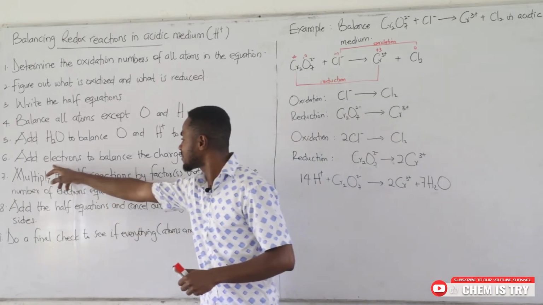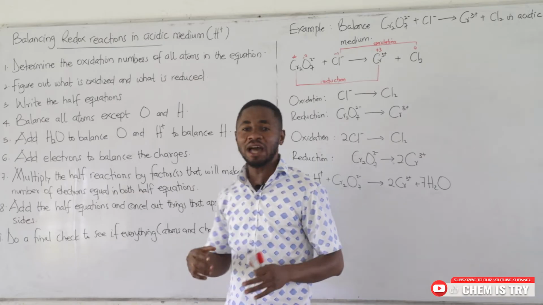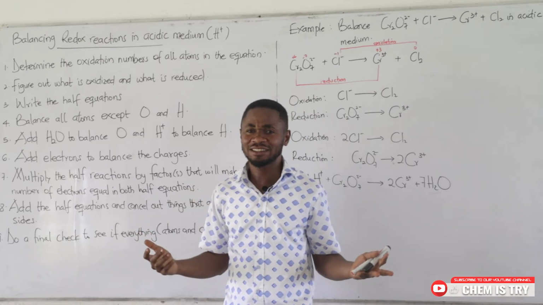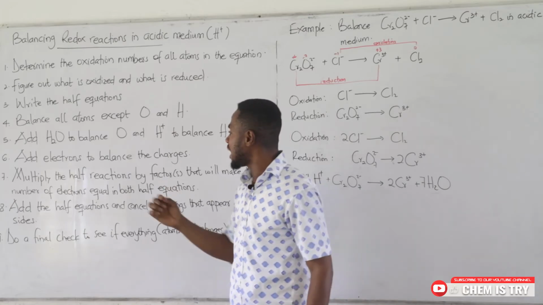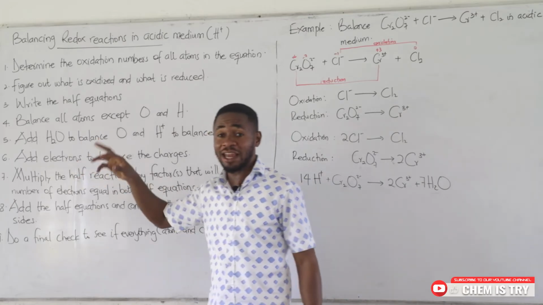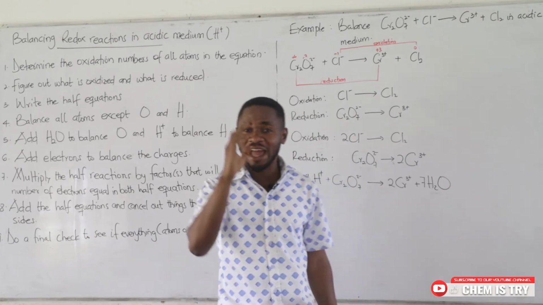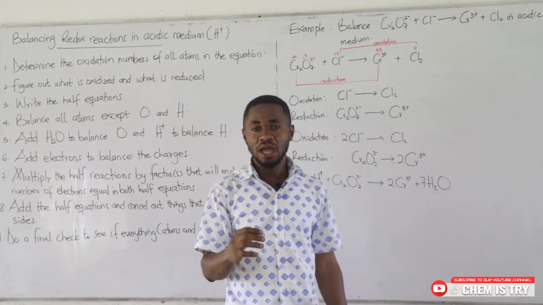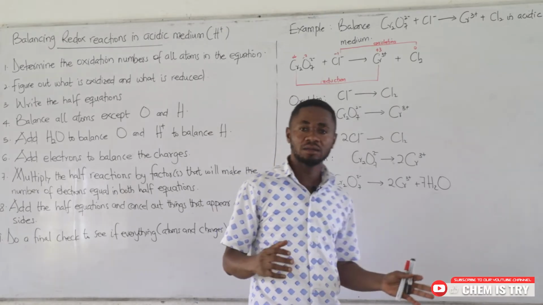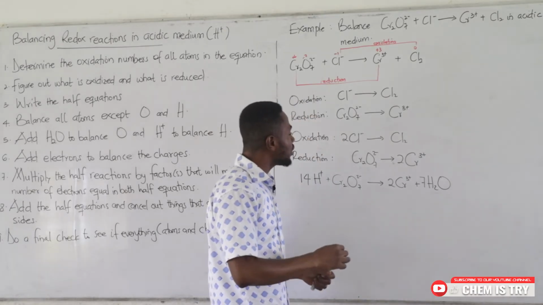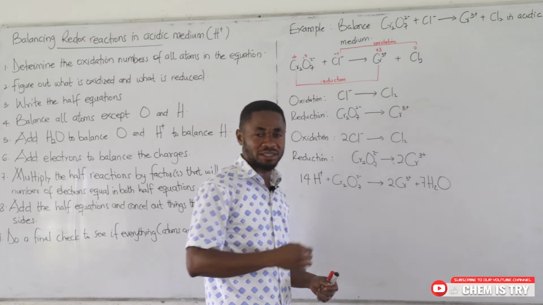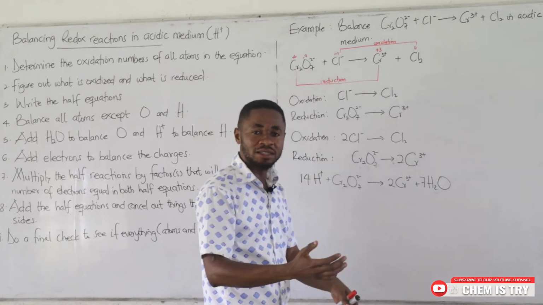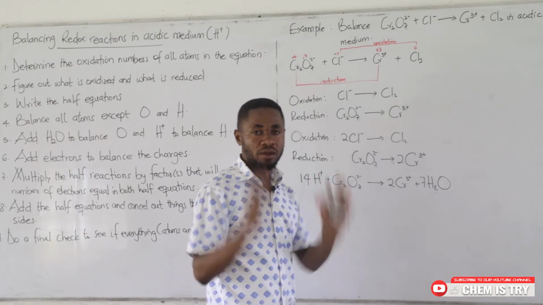Step 6, we are going to balance charges. How do we balance charges? We balance charges by adding electrons. Now remember, electrons are negatively charged. And to balance charges, we have to first calculate the oxidation numbers at the reactant side and at the product side of each half reaction.